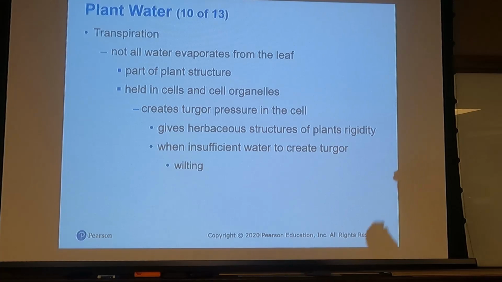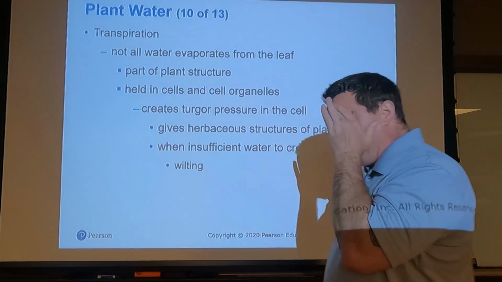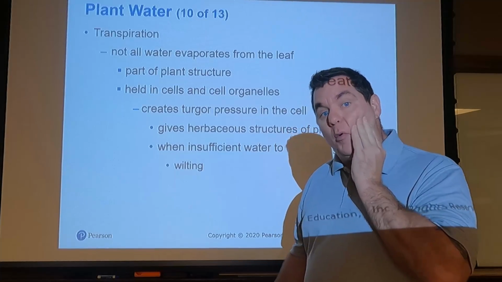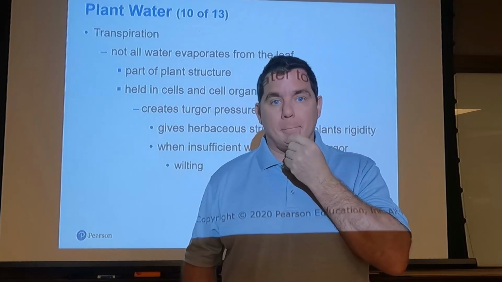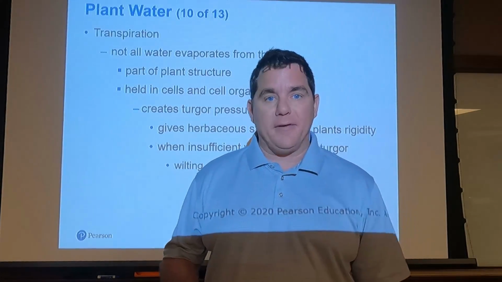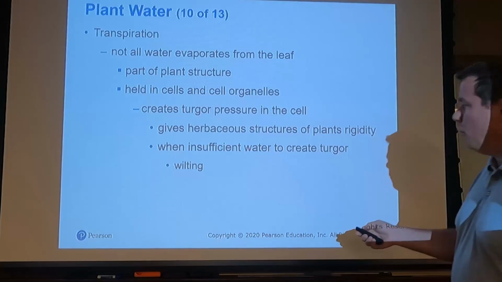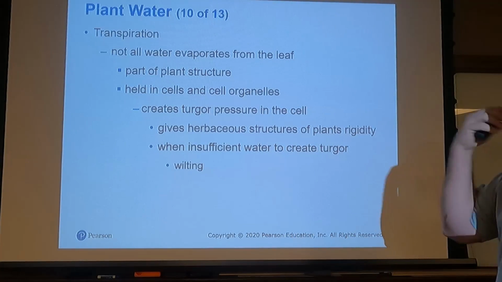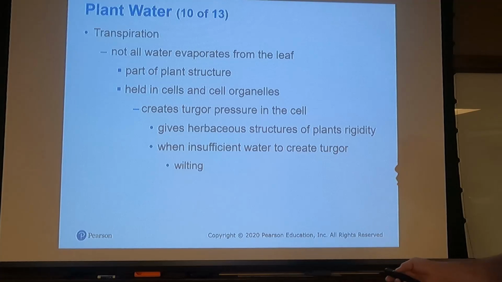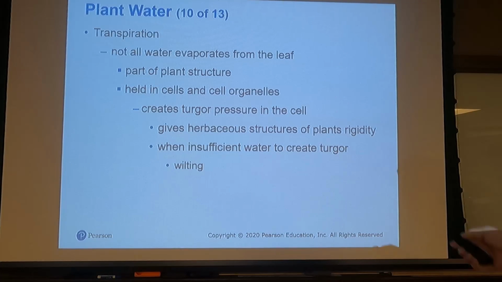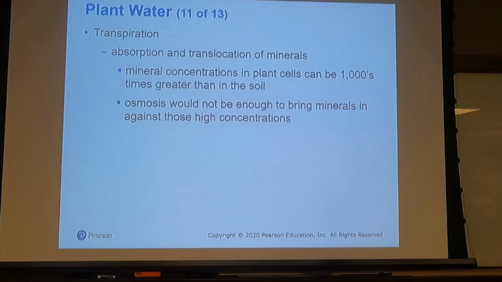If there's no water in the soil and it has reached permanent wilting point, which was how many bars? What was permanent wilting point? -15. So if we get to permanent wilting point, the plants will start to wilt because they can't get any water, and they decrease that turgor pressure in the cells.